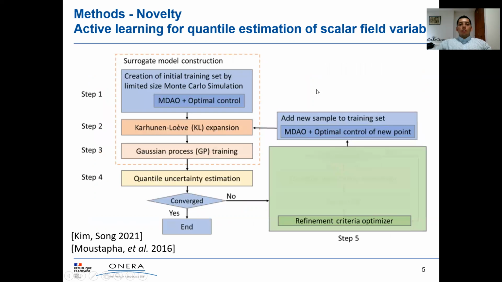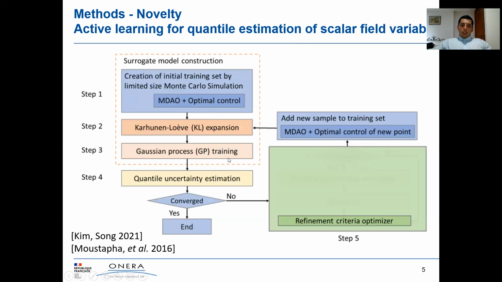So during my project, we looked to propose a solution for the error of the surrogate model approach. For this, we proposed an active learning methodology for quantile estimation of scalar field variables. It's important to notice that such a technique has not been proposed in the literature yet. So the methodology consists of creating an initial training set using a limited size Monte Carlo simulation and the original code, then performing the Karhunen-Loève expansion over this output training set to reduce its dimensionality, and then the use of Gaussian processes to train and to predict new outputs.